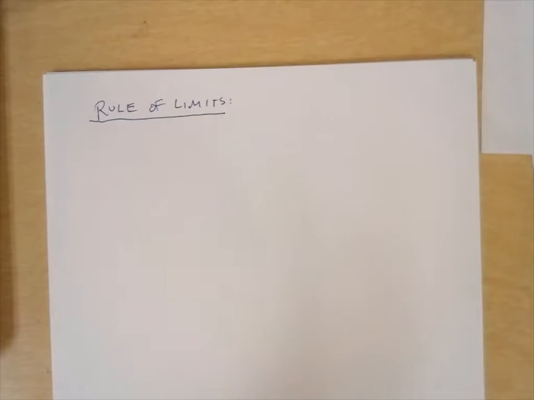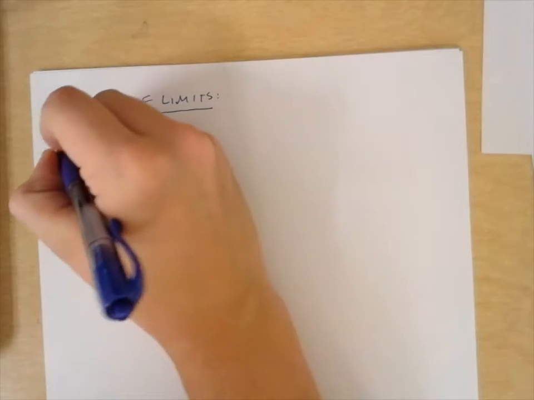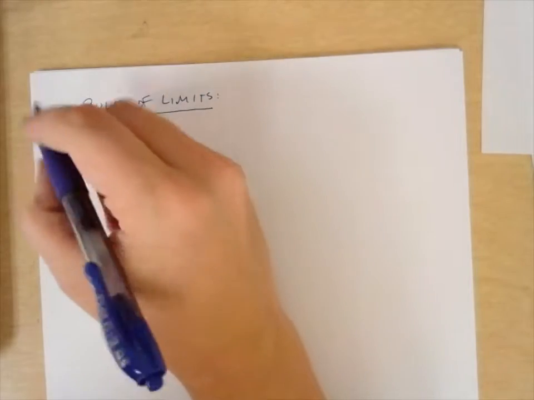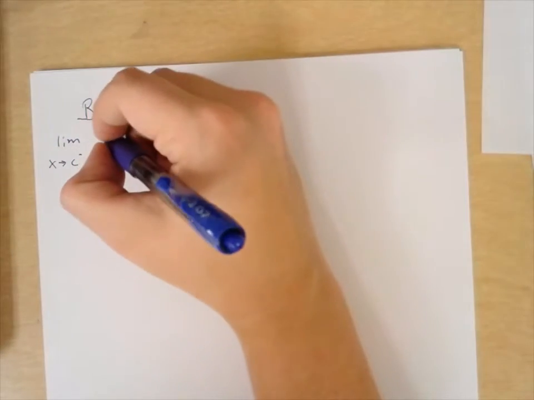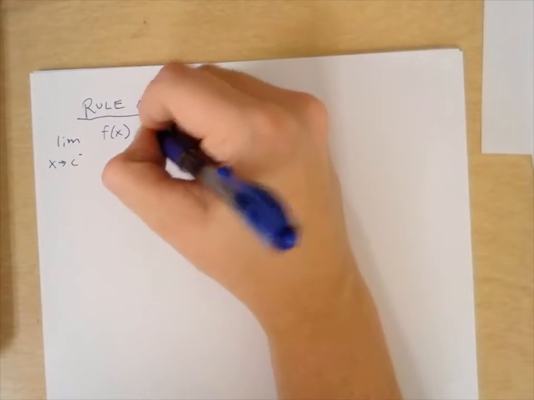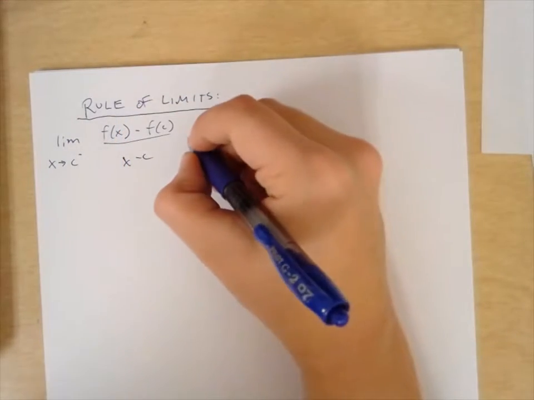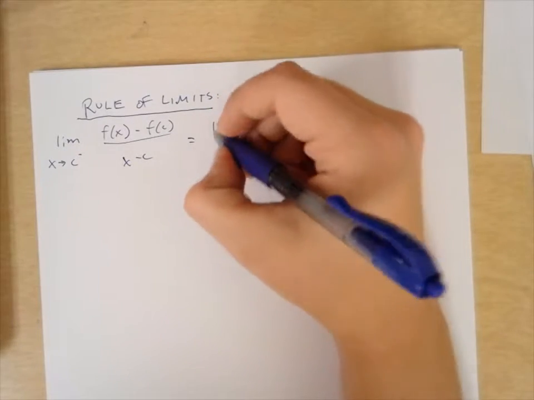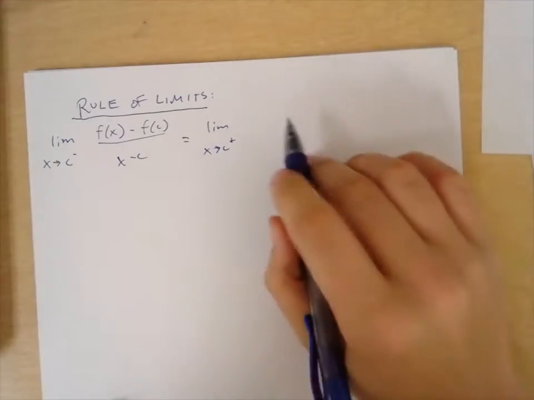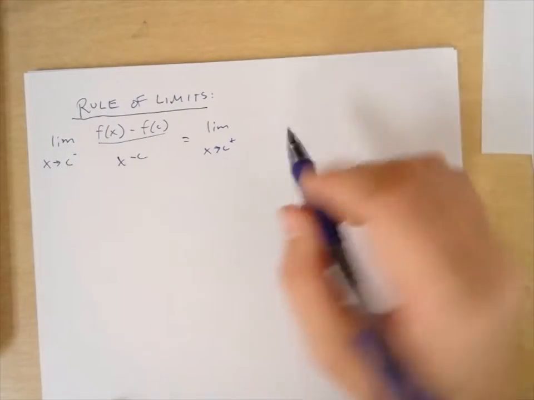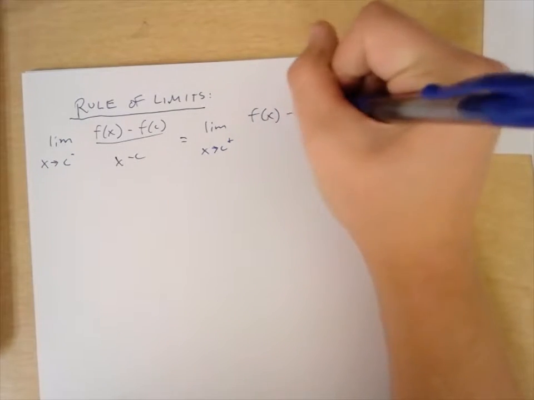We know that we can say the following, and I'll explain why in a second. We can say that the limit as x approaches c from the left for our rate of change function, f of x minus f of c all over x minus c, is equal to the limit as x approaches c from the right, or pardon me, I said that wrong, from the right and then from the left, of the same function.